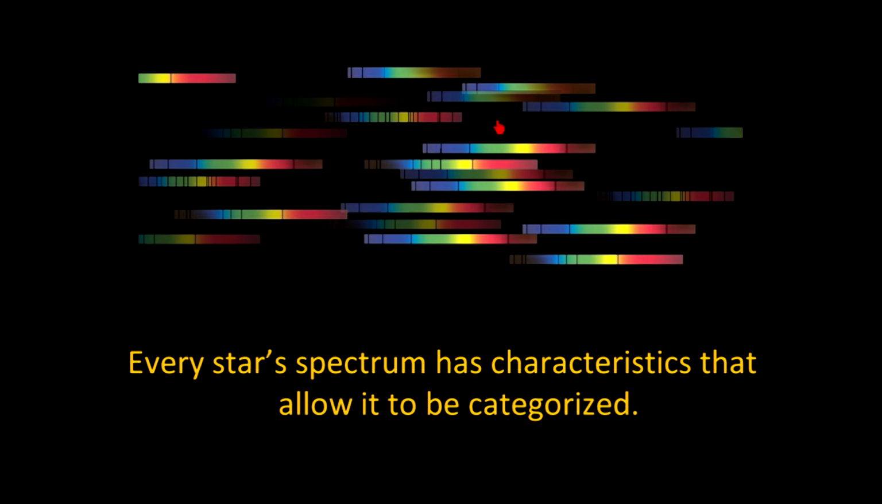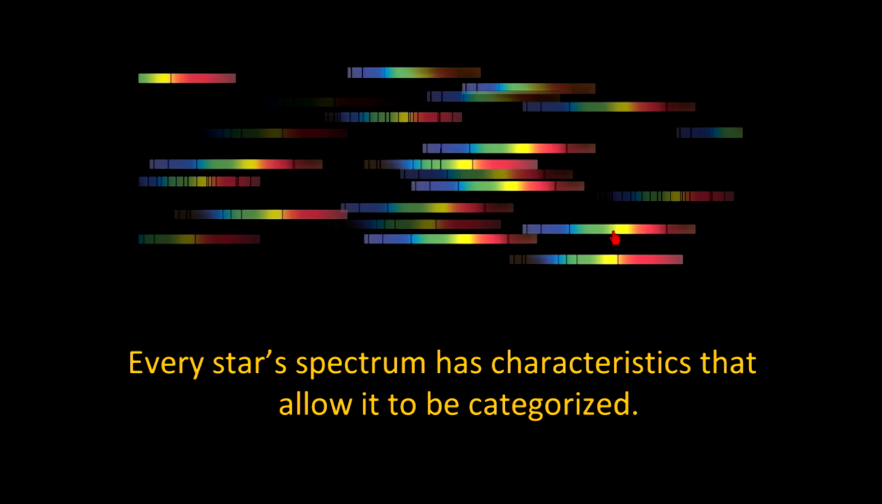So imagine if we created categories based on the lines. For instance, one category could be stars that have lots of lines. Another category could be stars that have very few lines. A third category could be stars that have lines here, but not here.